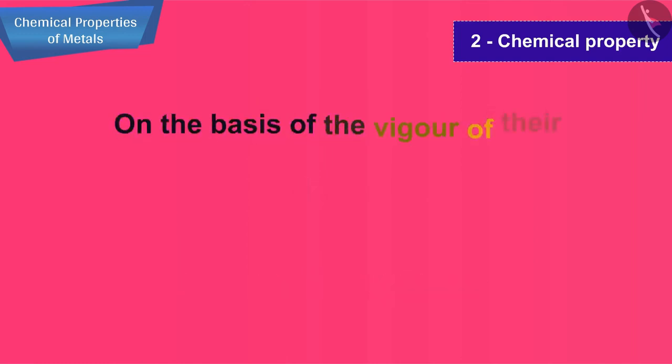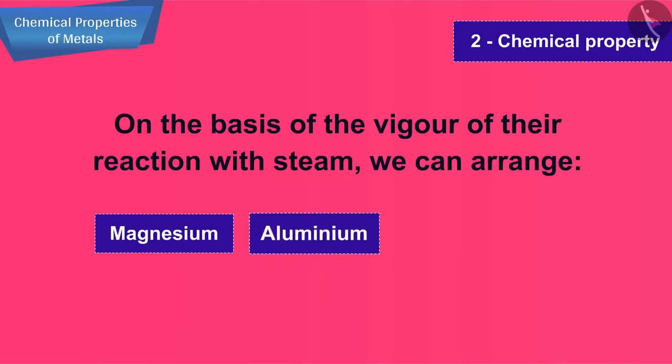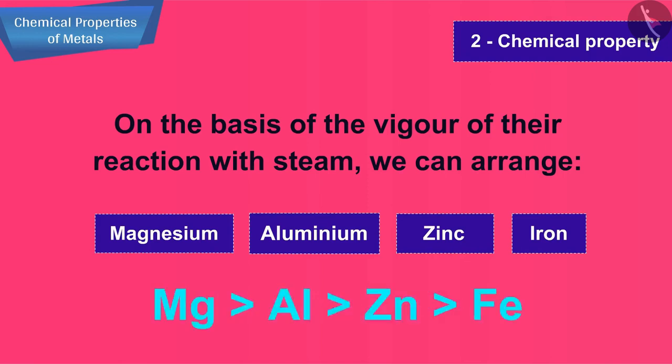On the basis of the vigor of their reaction with steam, we can arrange magnesium, aluminium, zinc and iron metals in the decreasing order of their reactivity.